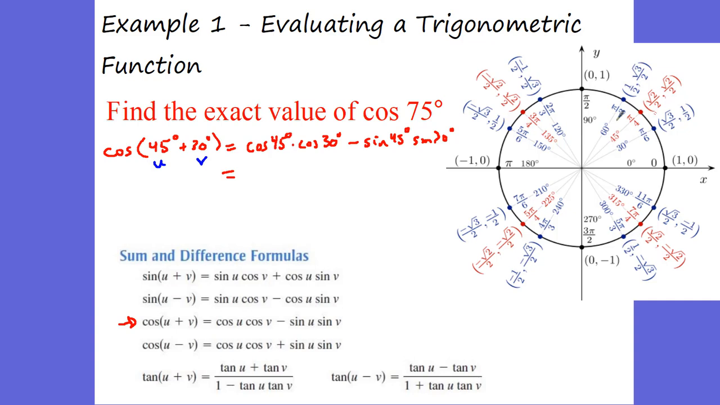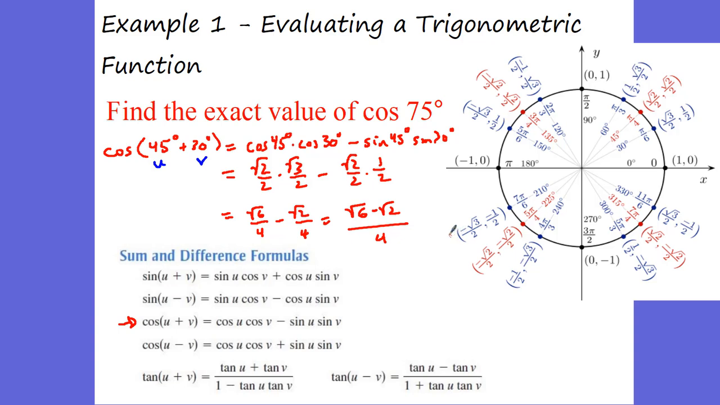Now I can go to my unit circle because I have these values on my unit circle. Cosine of 45 degrees is root 2 over 2, if you look at your unit circle. Cosine of 30 degrees is root 3 over 2. Minus sine of 45 degrees. What's sine of 45 degrees? That's root 2 over 2. And sine of 30 degrees is 1/2, which means I have root 3 times root 2, that's root 6 over 4. Minus root 2 times 1, that's root 2 over 4, which means this is root 6 minus root 2, all over 4.